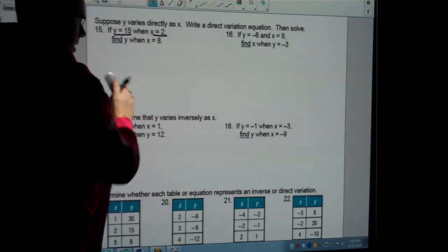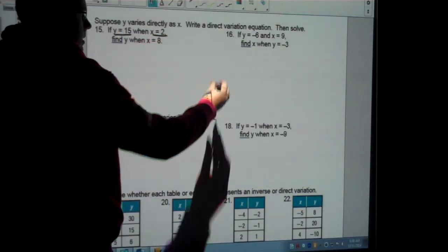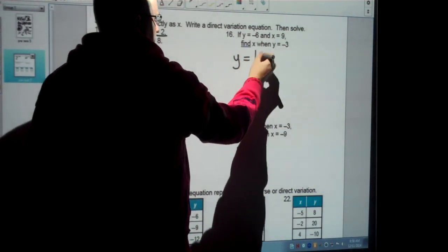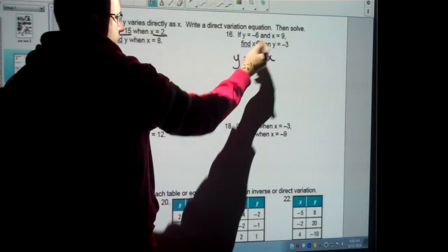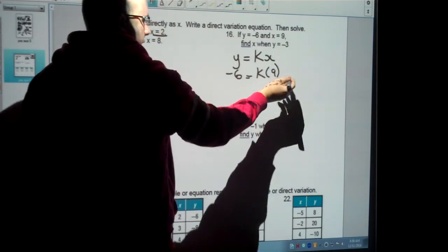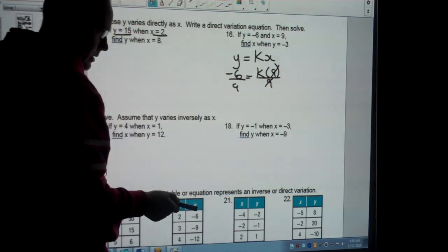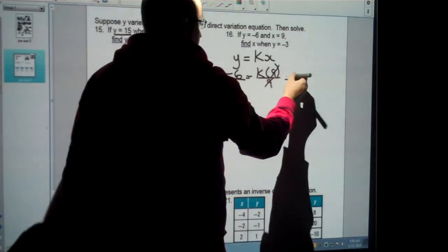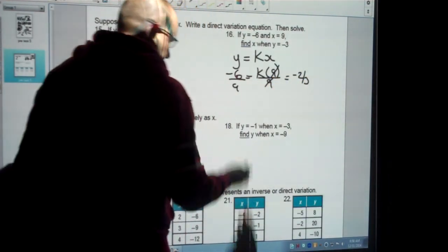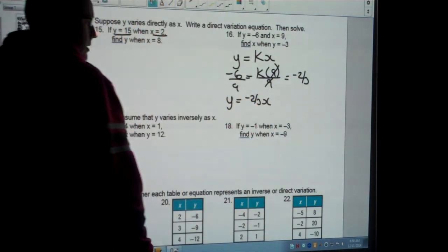So there's a few different ways that you can do this little question. Question 16. Once again, we're going to write y equals kx to begin with, as it asks for the formula. I'm going to substitute in the 2 numbers, and then I'm going to divide both sides by 9 to find out what k is. So negative 6 over 9 is the same as negative 2/3. So I can say that y equals negative 2/3 of x.